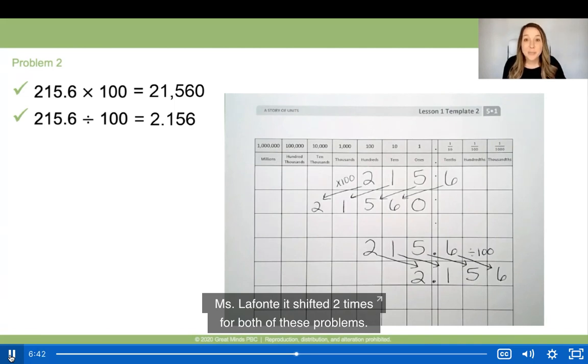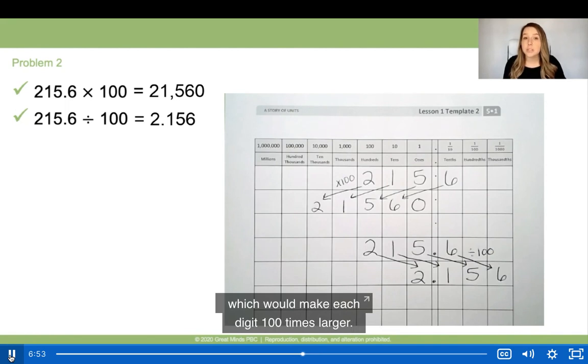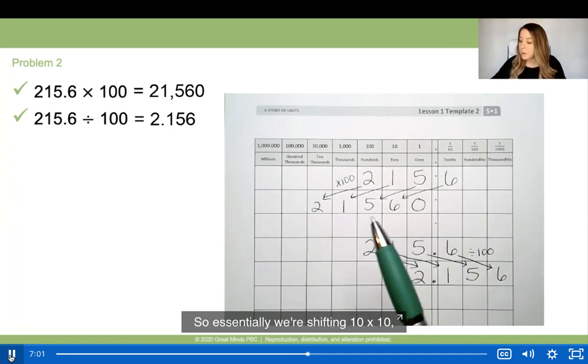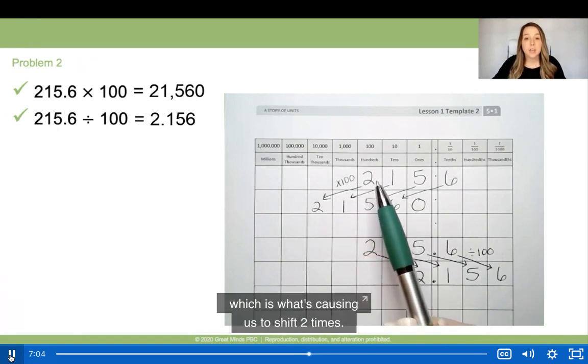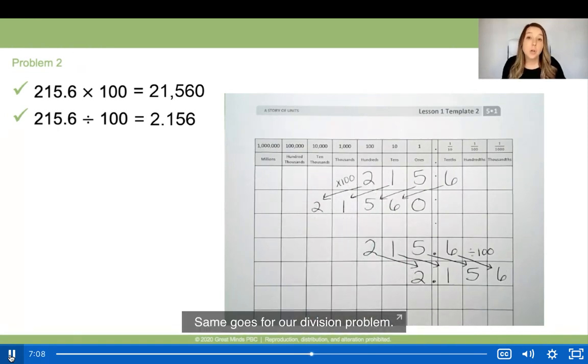Hi there. Hopefully you were thinking, well, Miss LaFont, it shifted 2 times for both of these problems. The first one, it shifted 2 times to the larger units because we're multiplying by 100, which would make each digit 100 times larger. 100 is made up of a 10 times 10. So essentially we're shifting 10 times 10, which is what's causing us to shift 2 times.